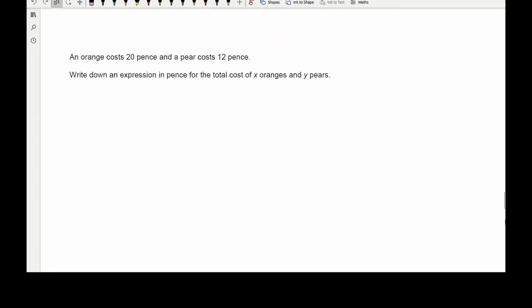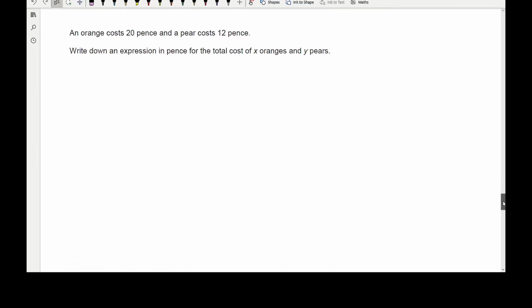So moving on to the next question, it says that an orange costs 20 pence and a pear costs 12 pence. Write down an expression in pence of the total cost of x oranges and y pears. So again, this kind of resembles what I was going through in the very first question of this video. So the first thing we need to do is make sure we're reading the questions carefully. We need to write down an expression, not a formula, and we're writing it in pence of the total cost of x oranges and y pears.